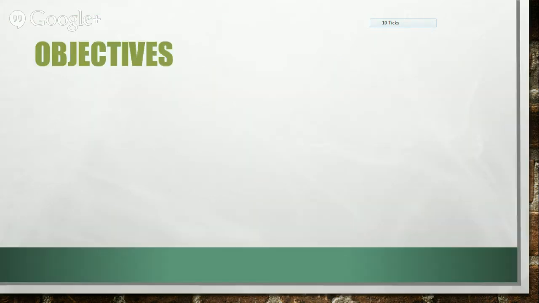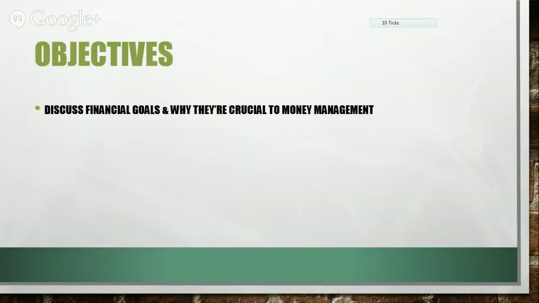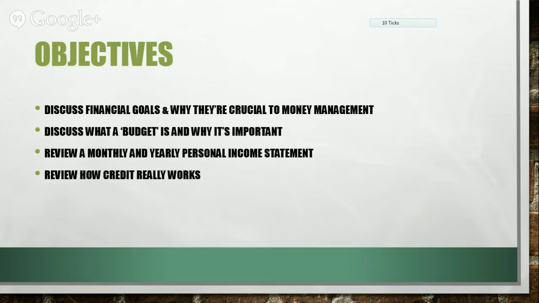Regardless, here's lesson 2, managing expenses and saving for the future. We have a lot to discuss, as I mentioned. Let's go over the objectives for today. We have 5 objectives for today. First one is to discuss financial goals and why they're crucial to money management. The second objective is to discuss what a budget is and why it's important. We'll discuss monthly and yearly personal income statements as well. I'll talk about how credit really works. I get a lot of questions in regards to credit. Should I pay off all my debt at once? I want to touch on that point a bit later, and also just understand the different ways to save money.